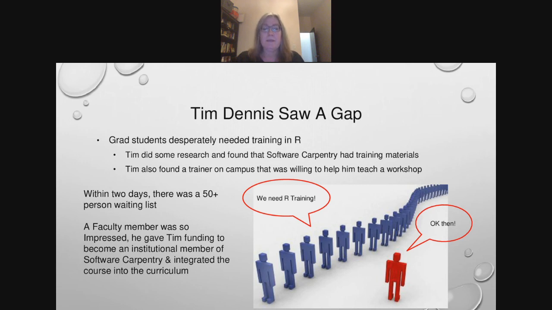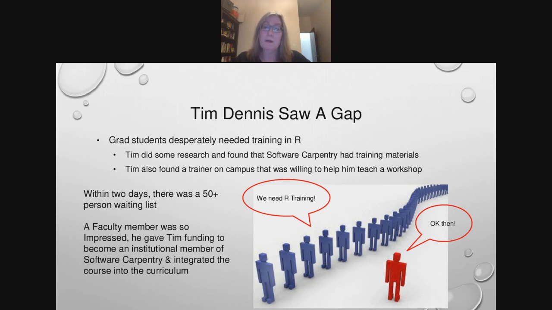And as it turned out, I'm not sure what the sequence of events was, but he ended up doing the workshop for the School of Global Policy. And there was an economics professor there that was so impressed, he gave Tim $5,000 to have UCSD become an institutional member of Software Carpentry.